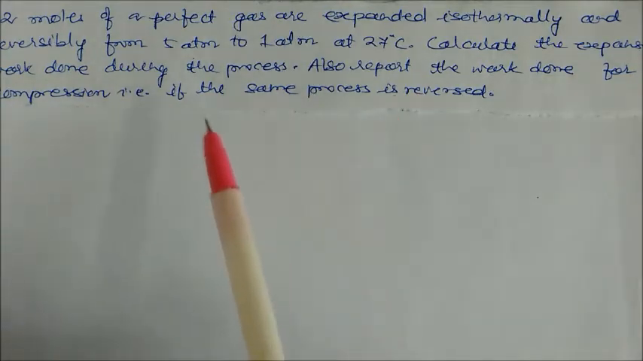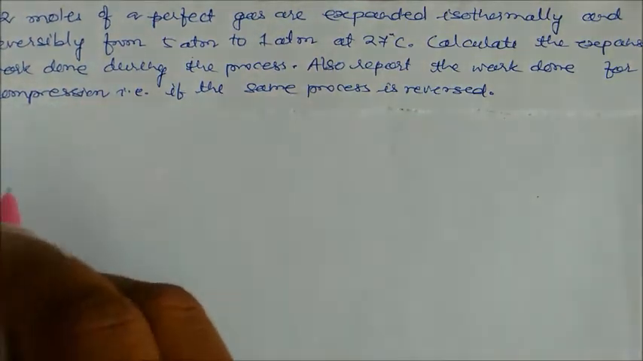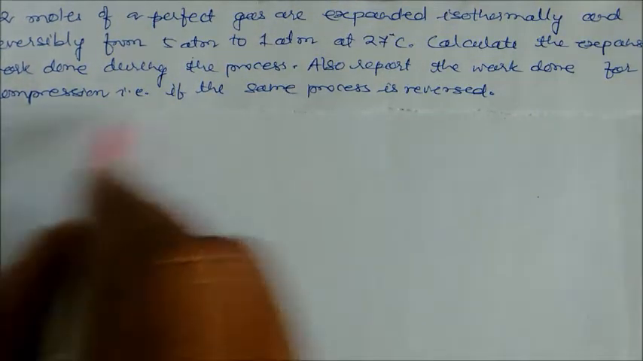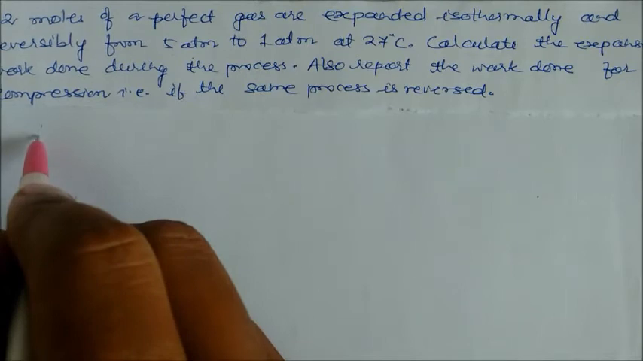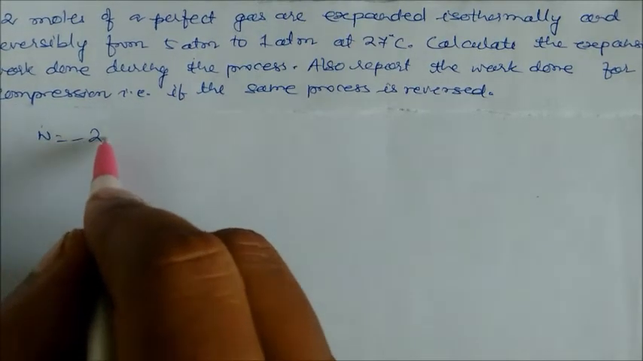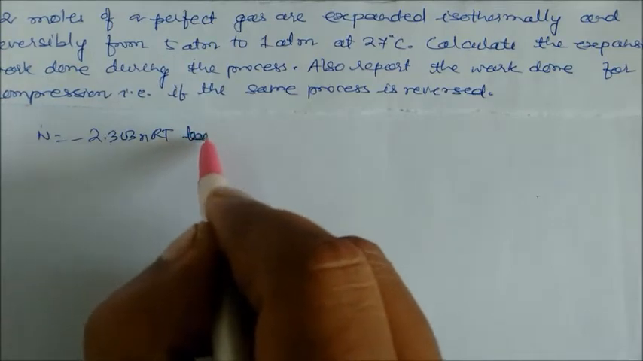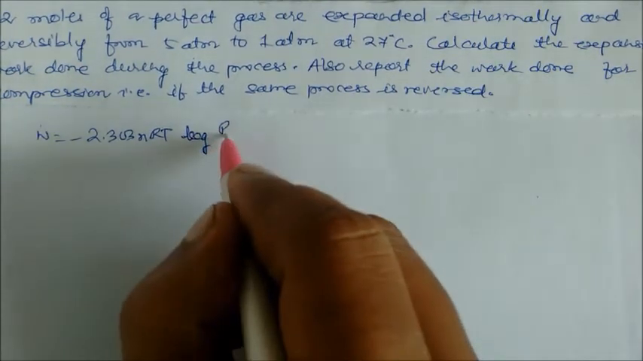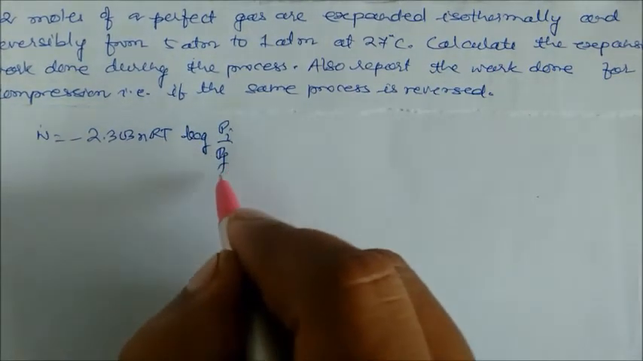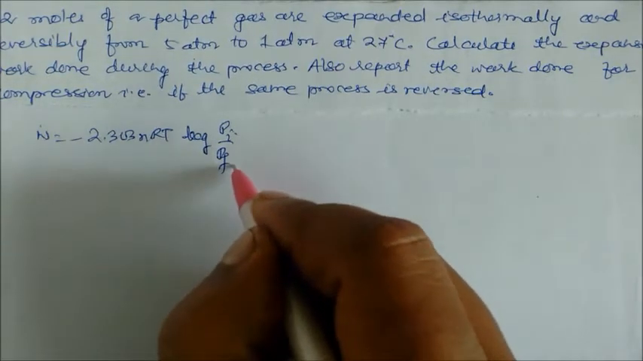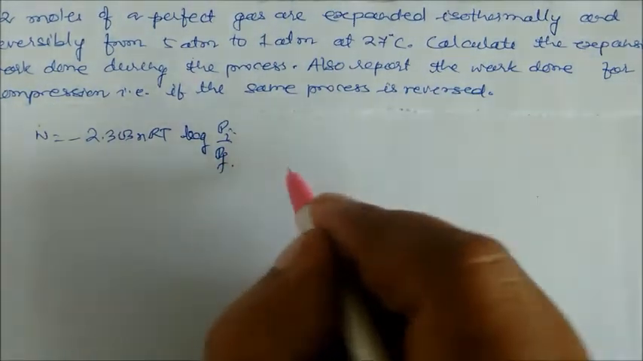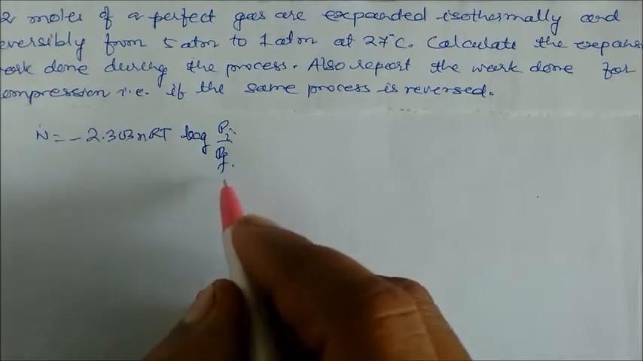So the first process is expansion, because pressure is decreasing. So we have to find the work done of the total process, that is the work done is equal to minus 2.303 nRT log of P initial by P final. Here you have to keep in mind initial or final, but in case of volume, we write V final by V initial.